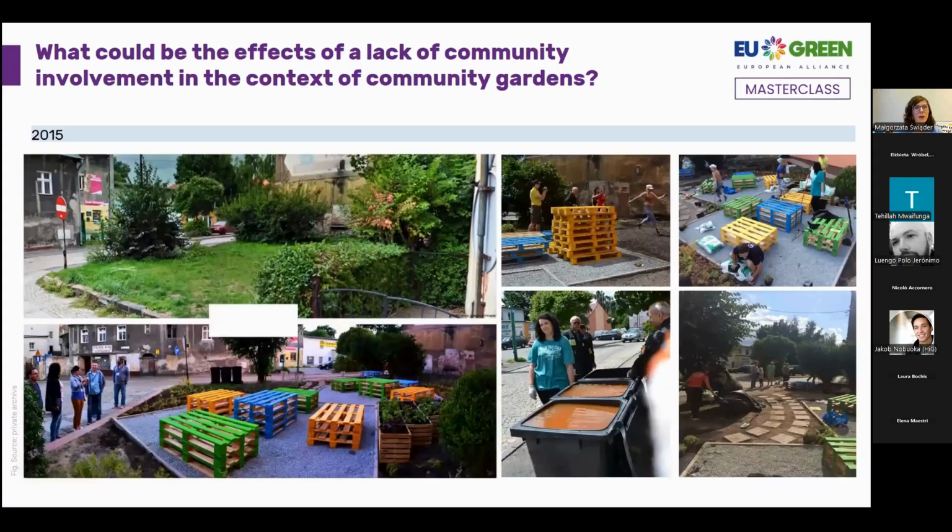10 years ago, as students, we were doing a project connected with the creation of community gardens, with a group of students and also on the invitation of the municipality. It's not super close to Wrocław, it's about 100 kilometers from Wrocław.